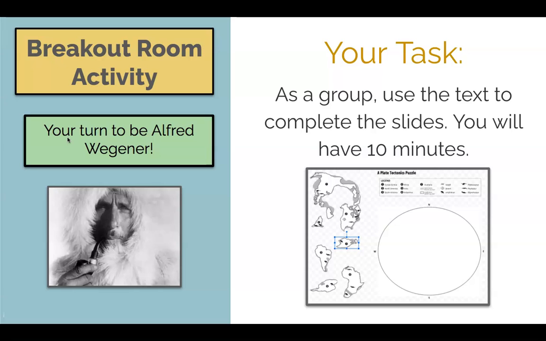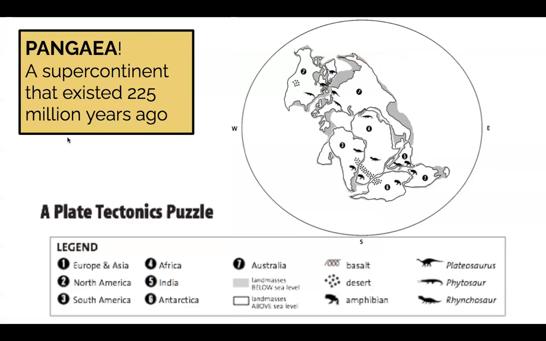When he was first coming up with this theory, he did exactly what you guys just did in your breakout room. He took a map, he cut it apart, and he tried to put together the continents like puzzle pieces. And this is what he came up with. Maybe you were able to make this. Maybe not. It's pretty complicated.